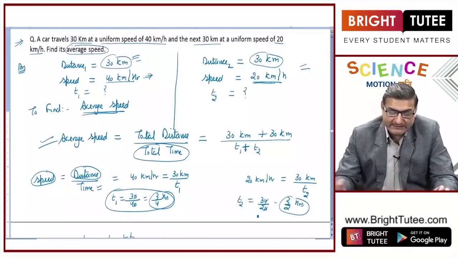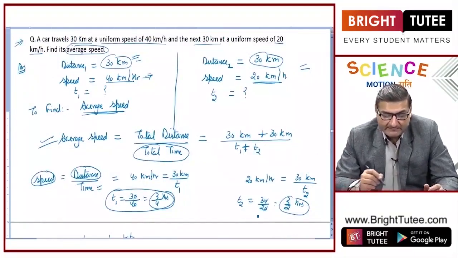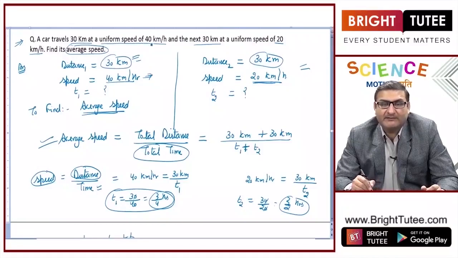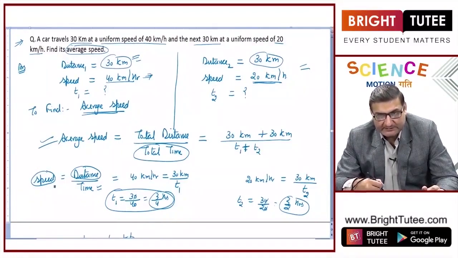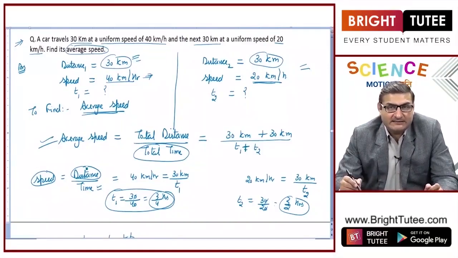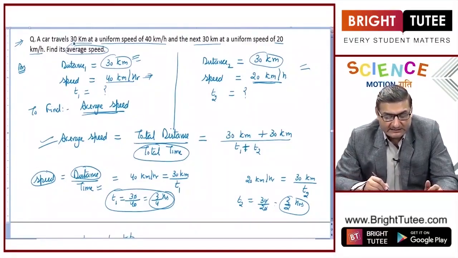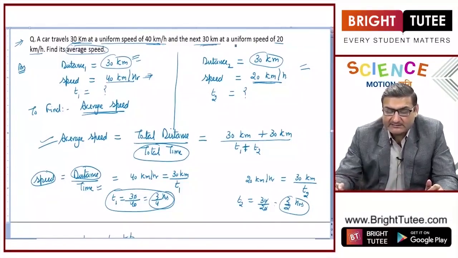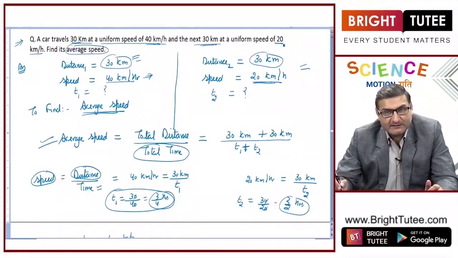Let us go back to the question once again. In this question, try to relate please. What I have been given was that a car travels the first 30 kilometers at a uniform speed of 40 kilometers per hour. I know the distance, I know the speed at which it is moving. So, I will calculate by the formula speed is equal to distance upon time how much time this car is taking for travelling these 30 kilometers at 40 kilometers per hour. Next, the next 30 kilometers it is travelling at a speed of 20 kilometers per hour.